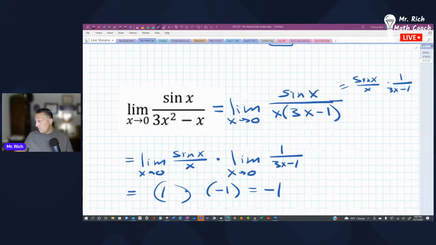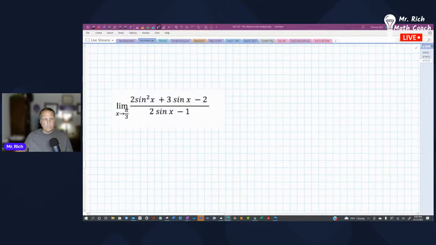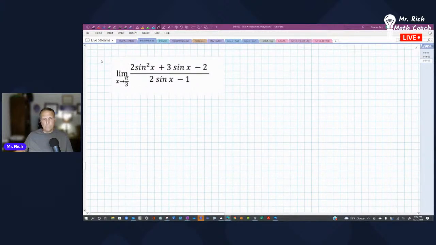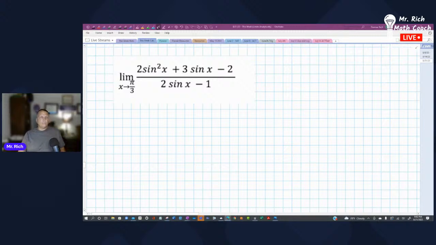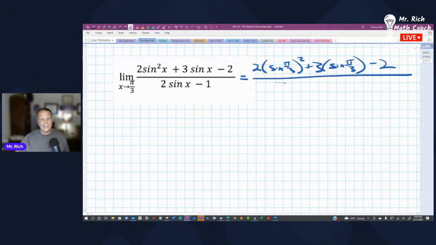Next, let's try this one. Well, maybe we should try direct substitution right off the bat, which is what I am going to try. So I'm going to do 2 times sine pi over 3 squared plus 3 times sine pi over 3, minus 2. And then down here is 2 times sine of pi over 3, and then a minus 1. All right, so what's sine of pi over 3?